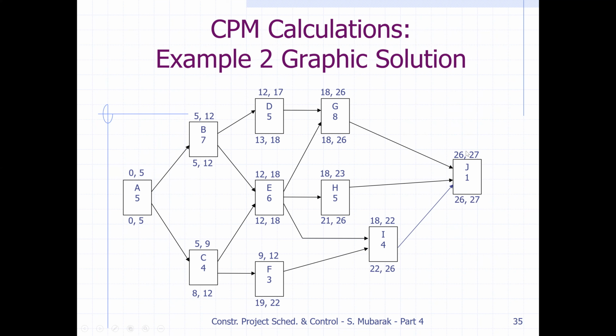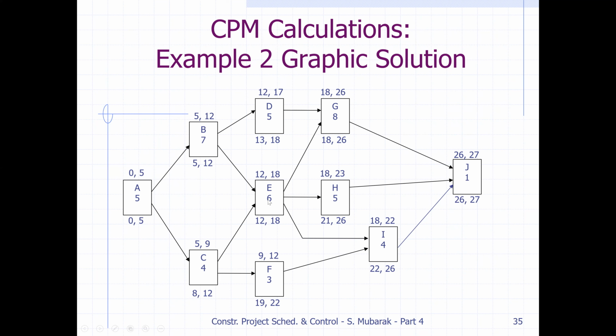So late finish 27 comes here, minus 1 is 26. 26 comes here, minus 4 is 22. For E, 26 comes here, minus 5 is 21. For D, 26 comes here. So we are doing the backward pass. So 26 minus 8 is 18. So 18 comes here for D, minus 5 is 13.